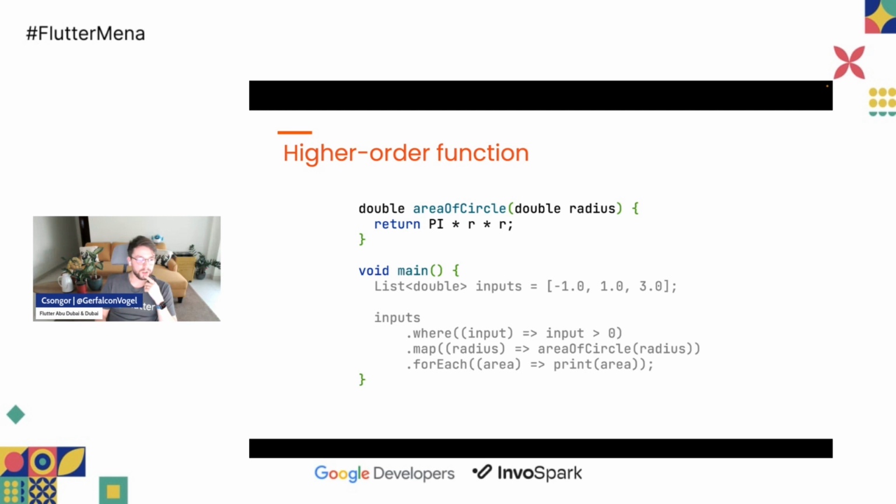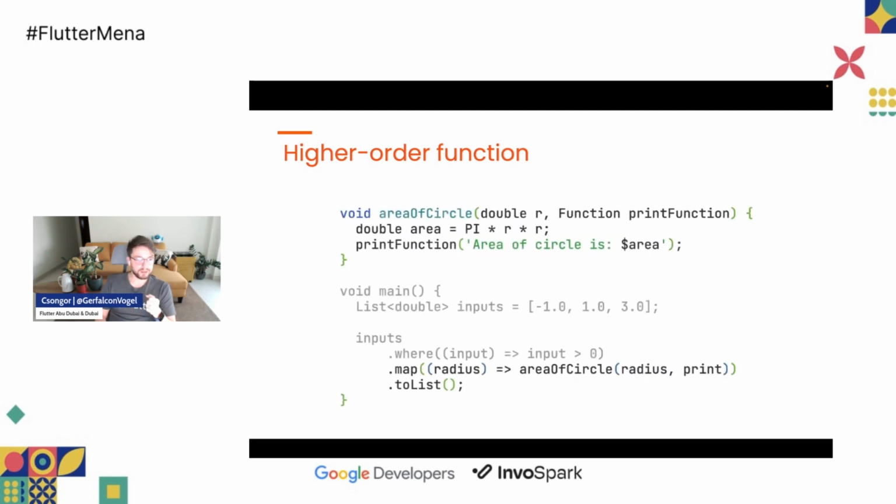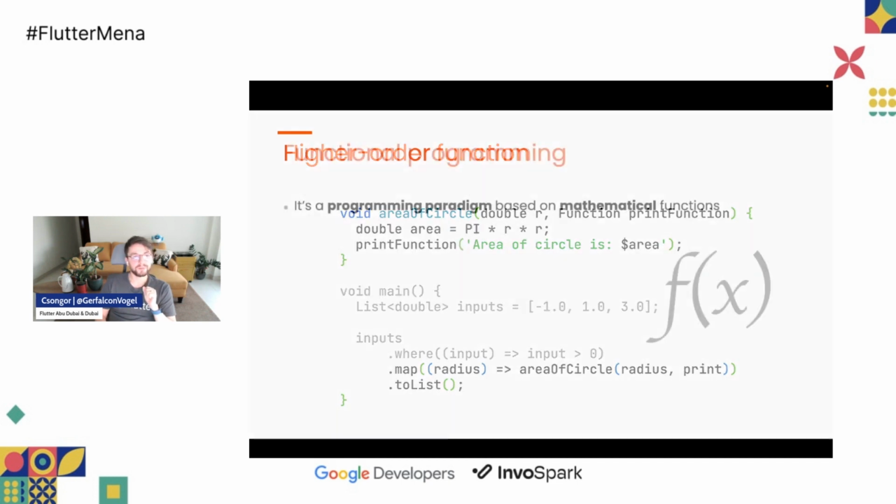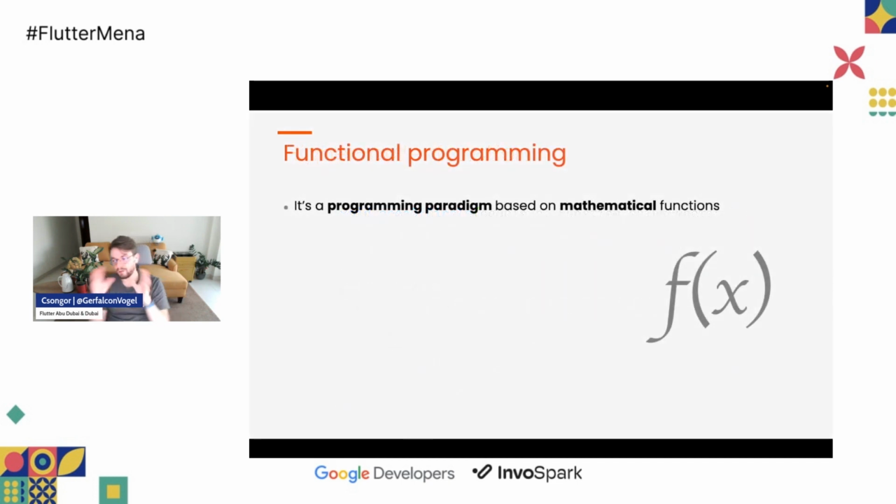But what we can do, instead of printing the area values at the end of the input sets, is easily pass it to the area of a circle. You can see that as a second parameter, it requires a function one. Amazing. So let's wrap up.